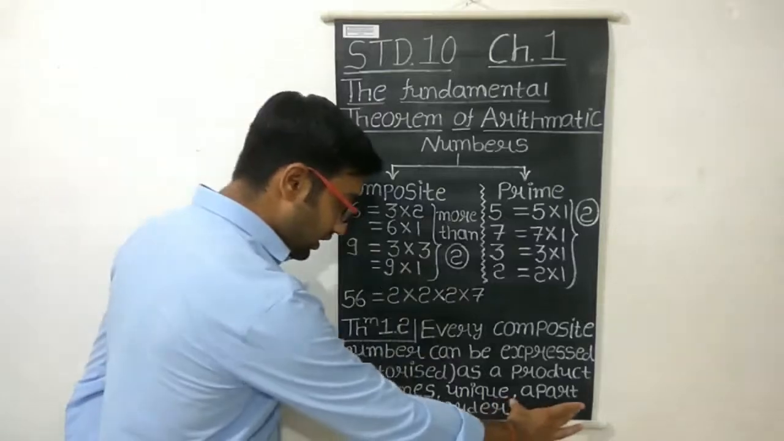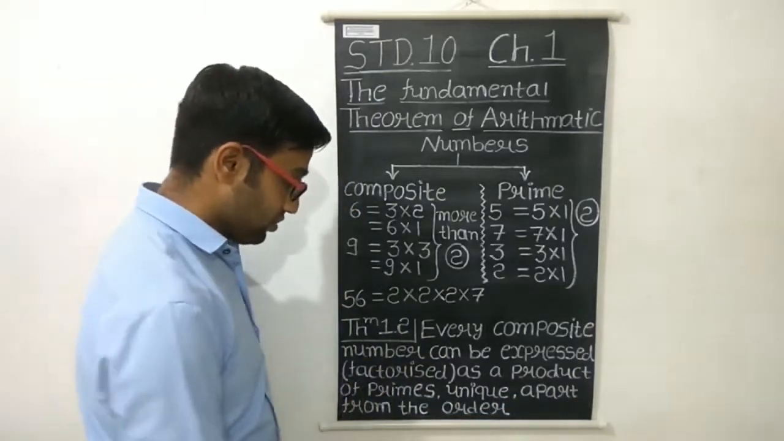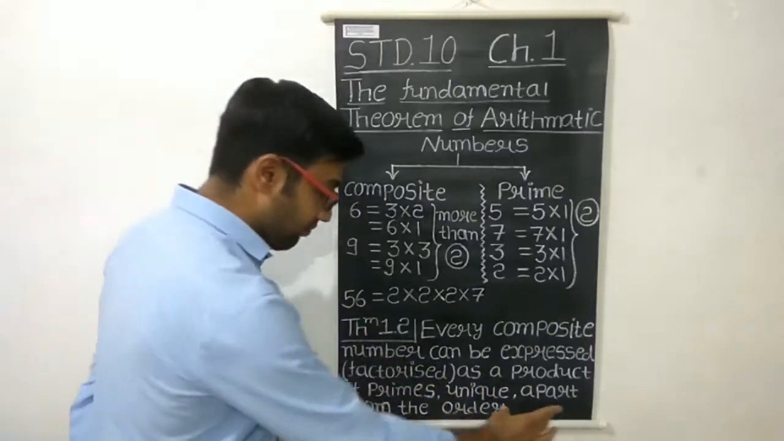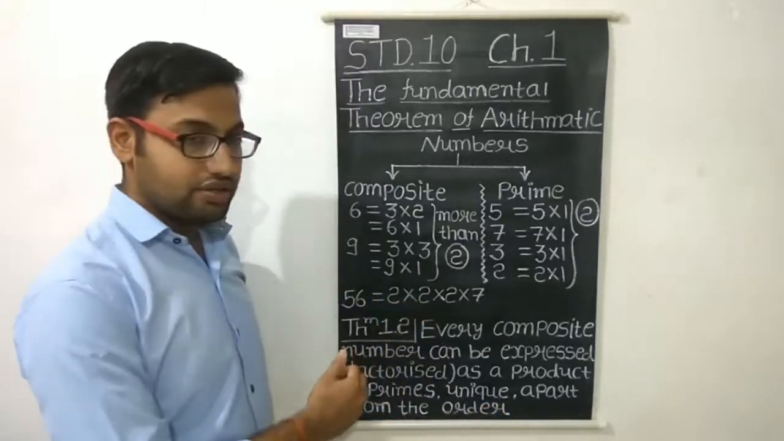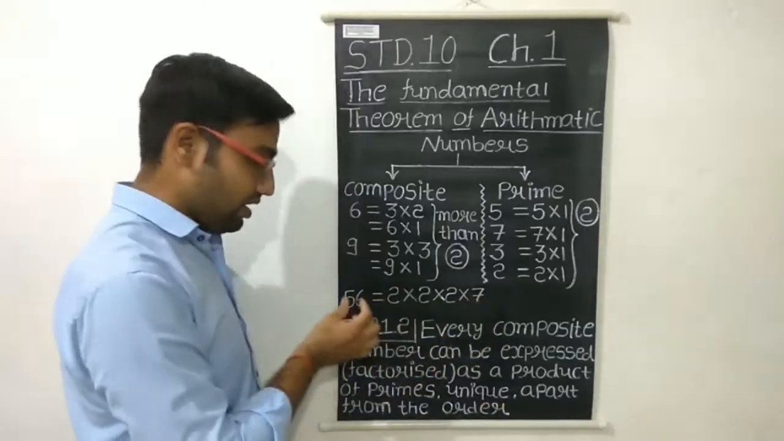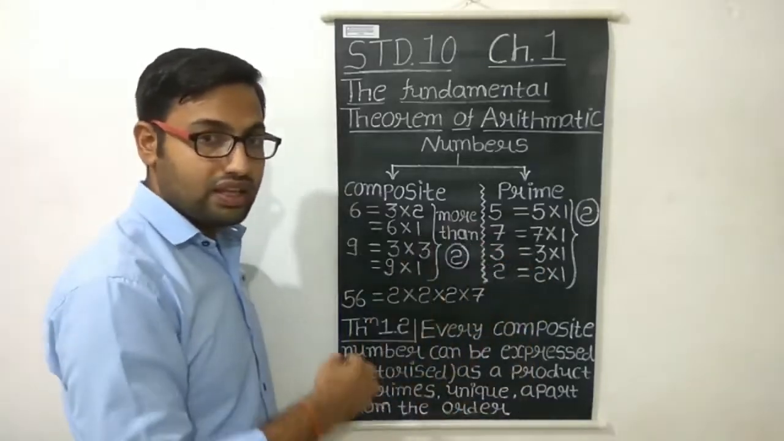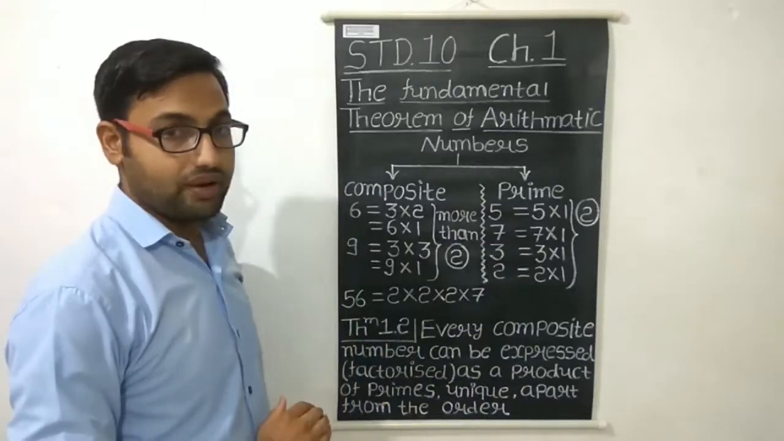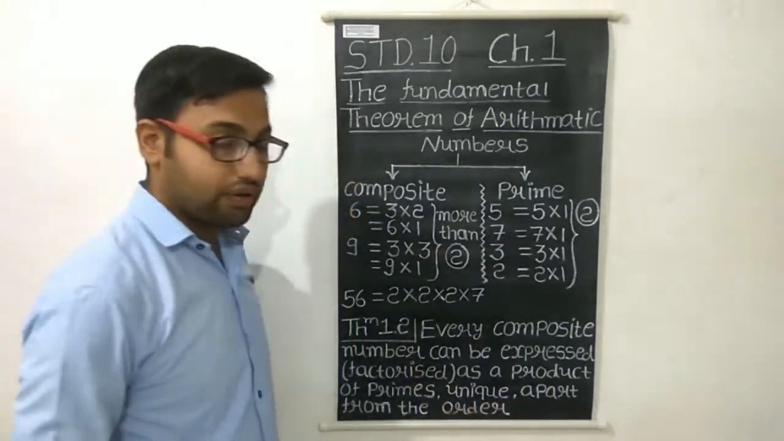One more thing given in the theorem statement is that the prime factors are unique apart from the order. That means the prime factors may be in a different order. We can write 7 in the first position, then 2 into 2 into 2. That is also the same kind of factorization; we just change the place of 7. So this is according to "apart from the order," right?